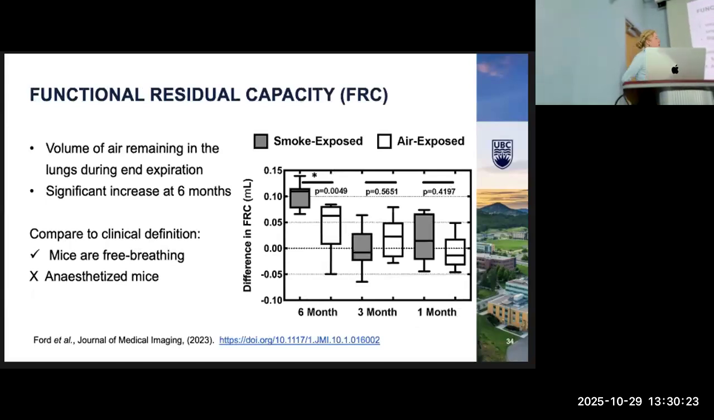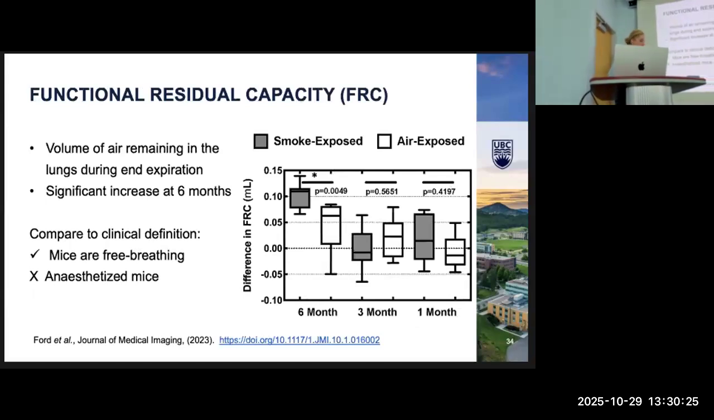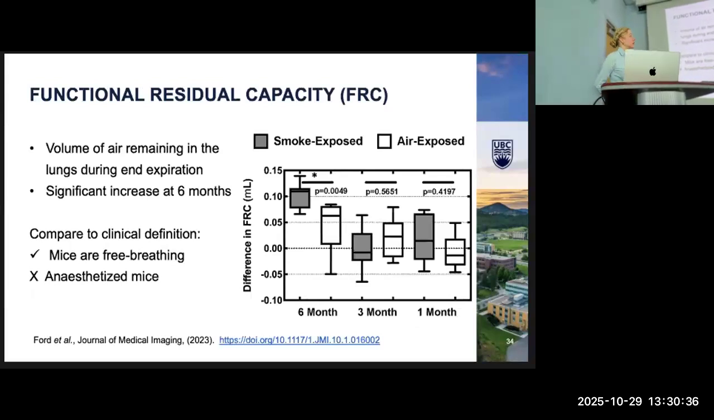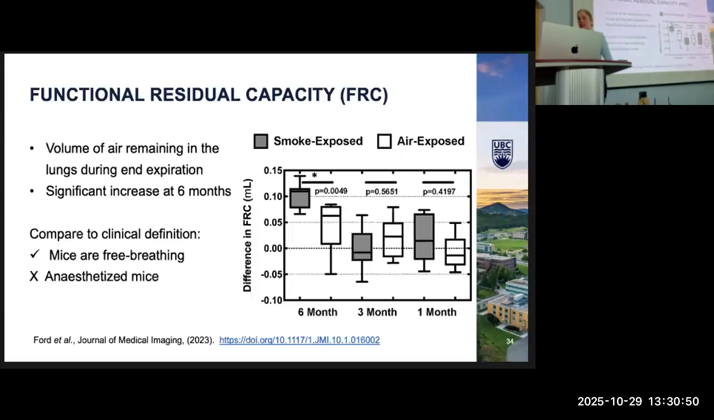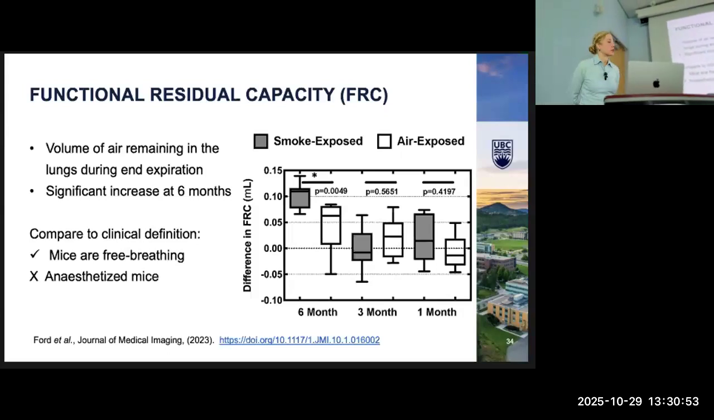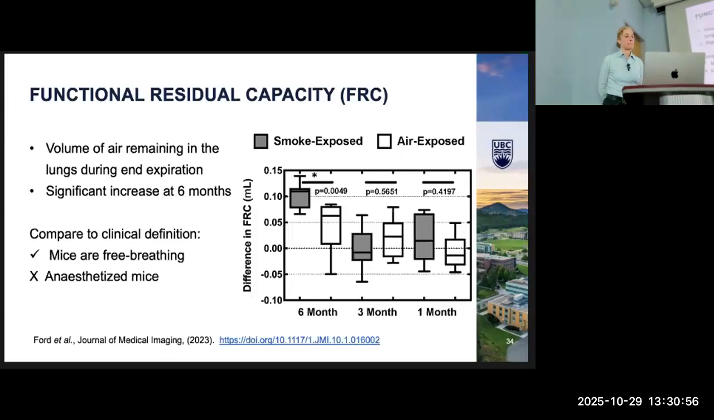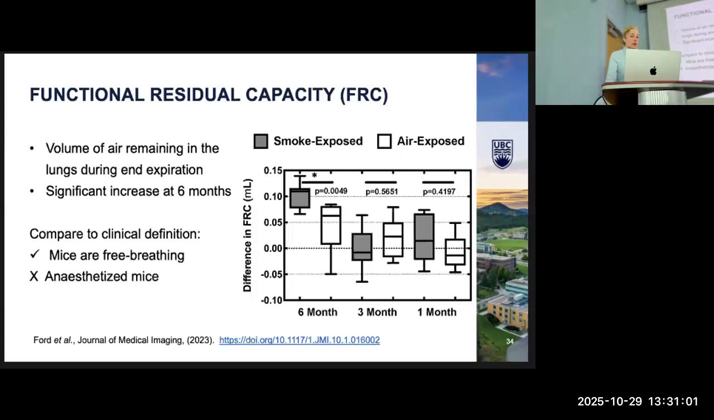We did see a difference in the functional residual capacity. So the 6-month smoke exposed group had a higher functional residual capacity than our air exposed group at the same age. Both of them did increase in the functional residual capacity from their baseline, because over 6 months they gained a fair bit of weight, and so they were bigger. This is also an indicator of air trapping in the lungs.